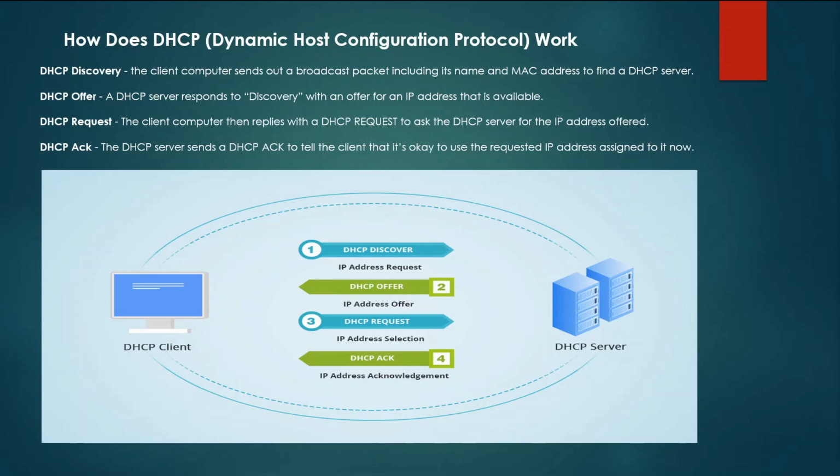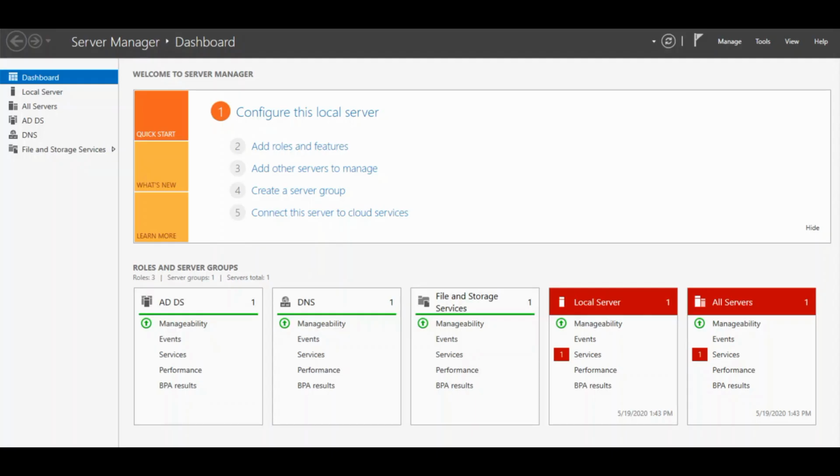Now I will demonstrate the step-by-step installation and configuration process for the DHCP service using Windows Server 2019. After you log into your administrator account on Windows Server 2019 and open Server Manager, from Server Manager go to Manage from the top right, then Add Roles and Features.